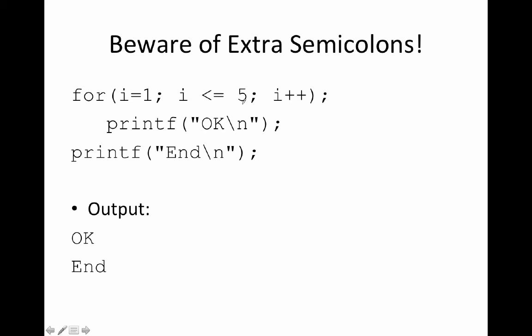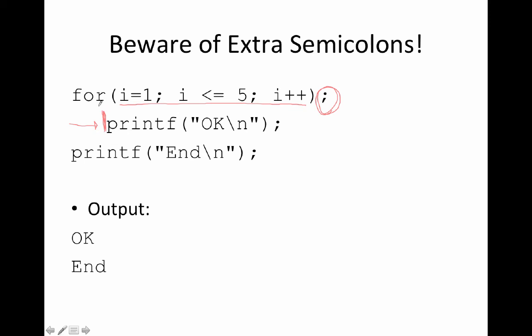Beware of extra semicolons. Okay, so this for loop says that I is going to go from 1 to 5 in steps of 1. And it looks like we've indented this statement to make it look like it's the action of the loop, so that we would print OK 5 times. But that's actually not what happens because of this extra semicolon here. So the action of a for loop is the next statement after it, and a semicolon by itself is a valid statement. It's called the empty statement or the null statement. It doesn't do anything, but it's a valid statement.